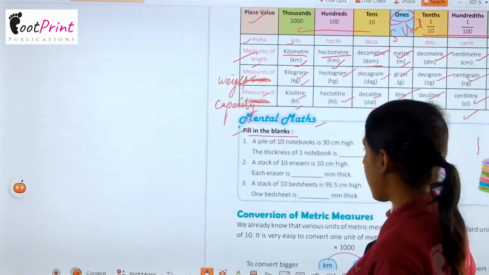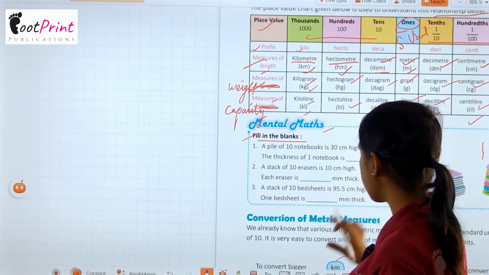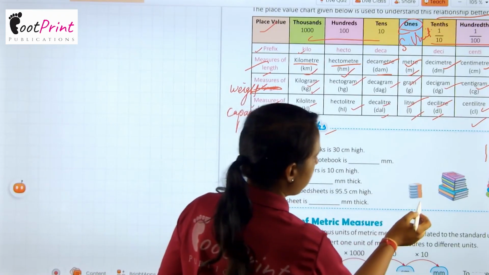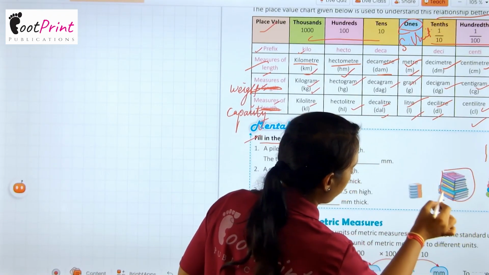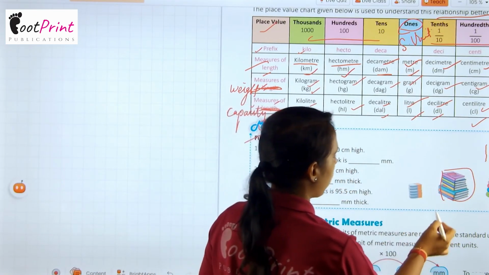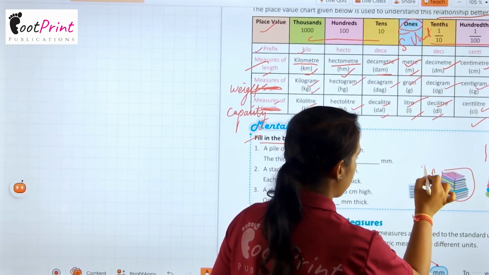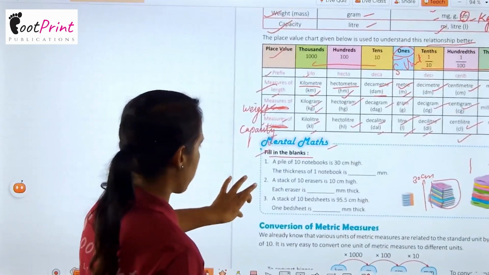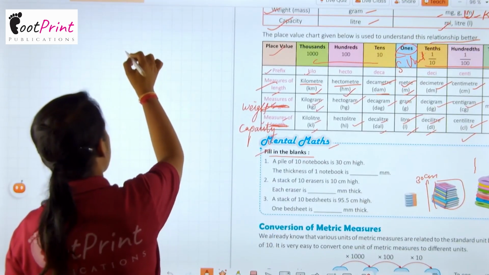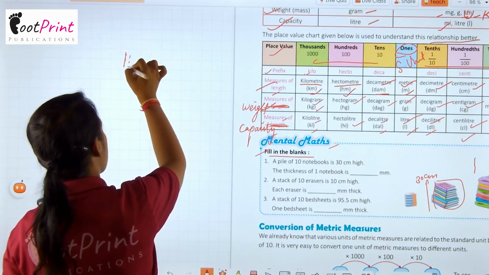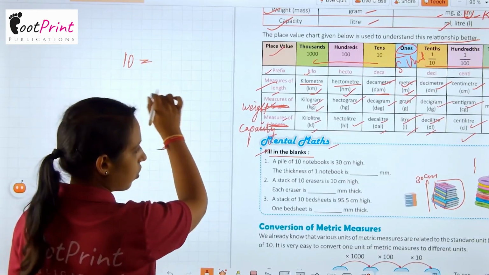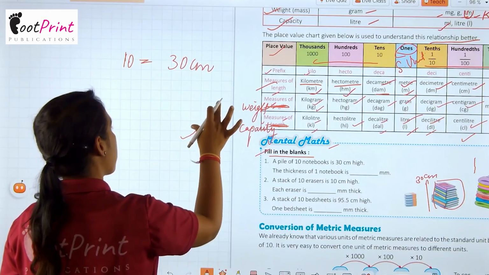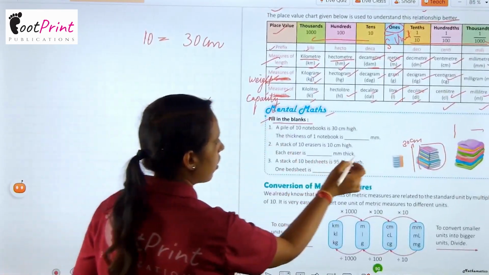Let's do it. A pile of 10 notebooks is 30 centimeter high. So a pile of notebooks, what is it? It is 30 centimeter high. In which we have 10 notebooks. So 10 notebooks equals 30 centimeter high, or we can say length. So we have to answer it in millimeter.